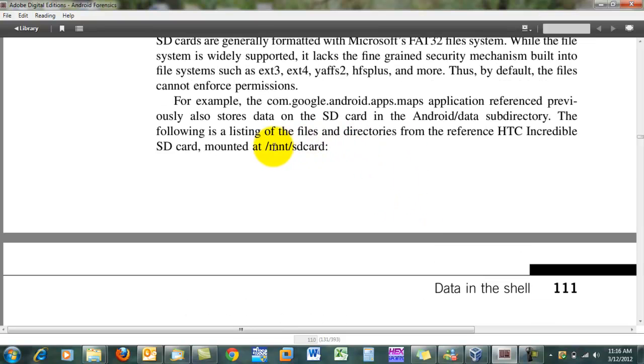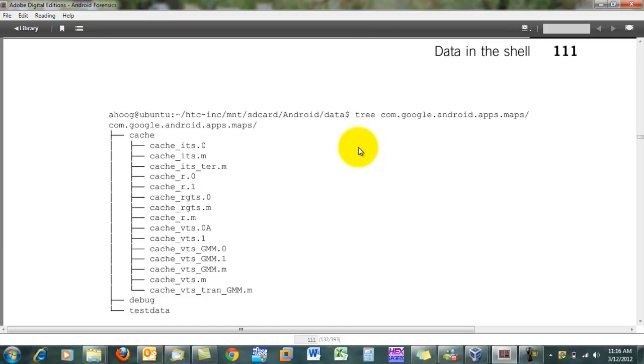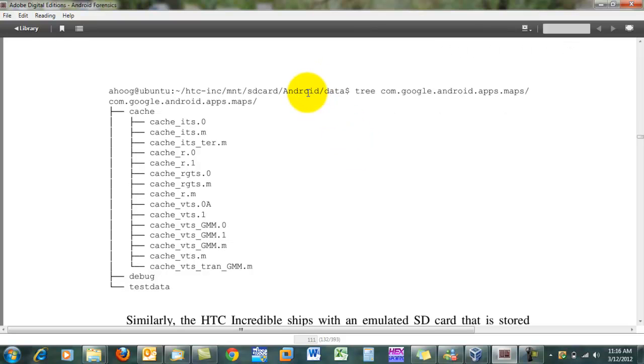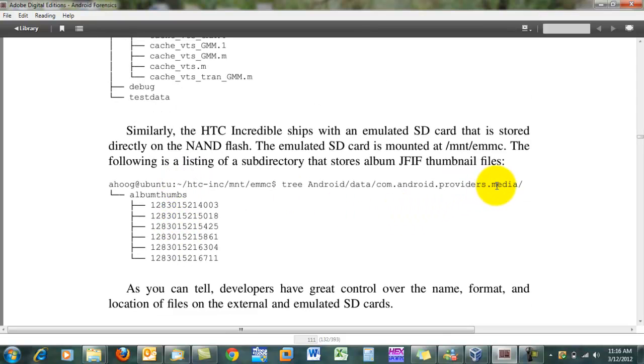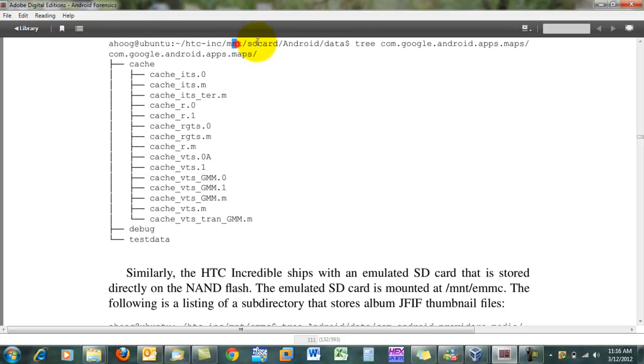Mostly it is mounted at this directory called /mnt, or mount SD card. So this one will be your mounted directory. And if you look at this, you can also see some of the data Android stores, for example the cache of their maps over here. Of course, some other data such as media can also be stored here. For example, if you store the photos you have taken inside the SD card, they will be stored somewhere inside /mnt, for example /mnt/sdcard and then your photos.